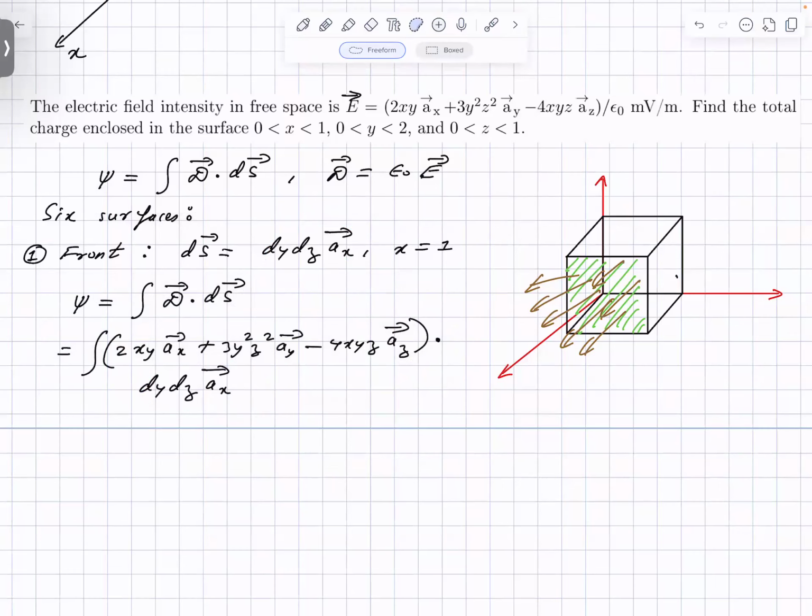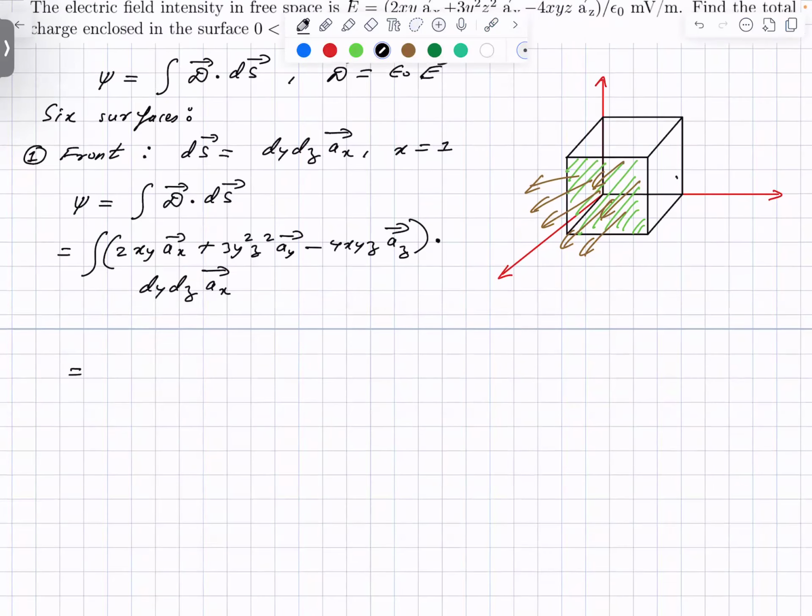Okay, so now we know what a dot product is from chapter 1. We multiply the ax components, we multiply the ay components and the az components separately, and we add them. And here, ds, the second vector, has only an ax component, no ay or az. So the only term that survives is the ax component, and the others will effectively be canceled. So what we get out of this integral is 2xy dy dz.